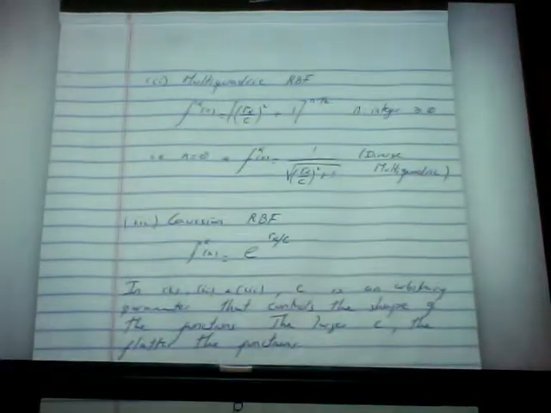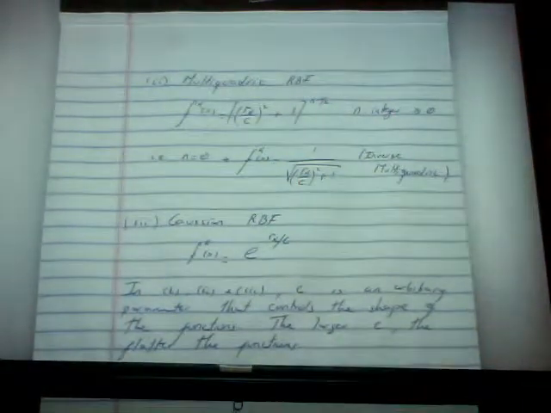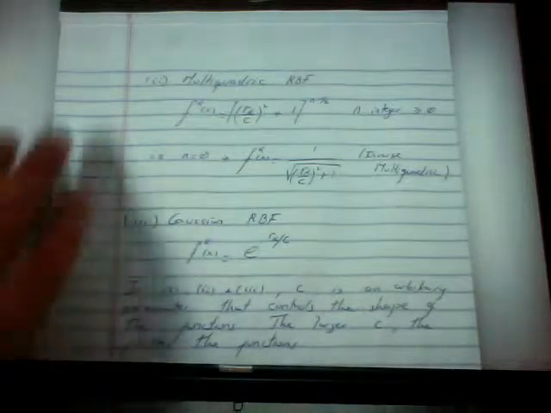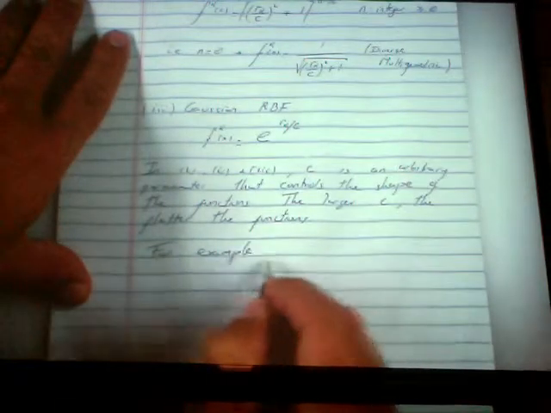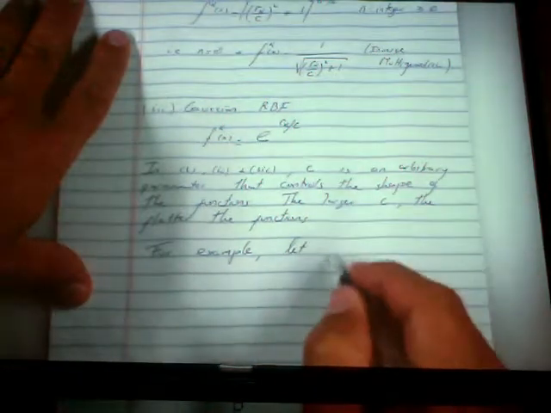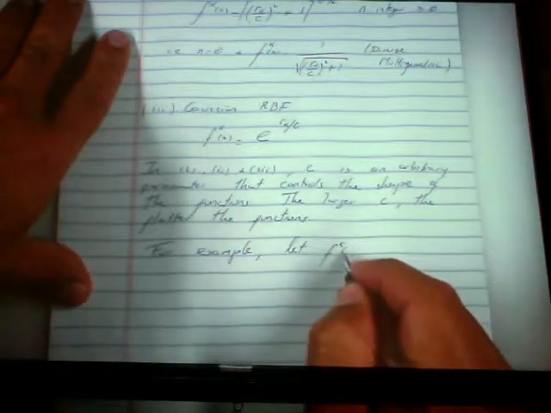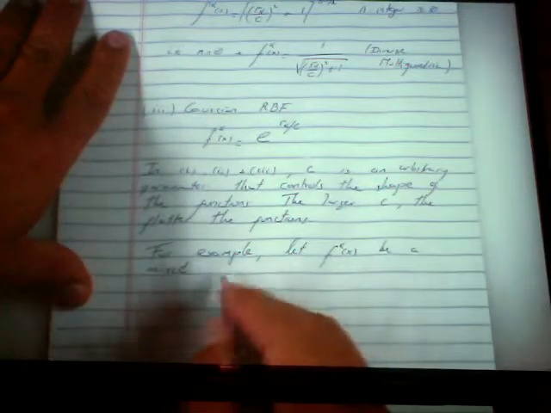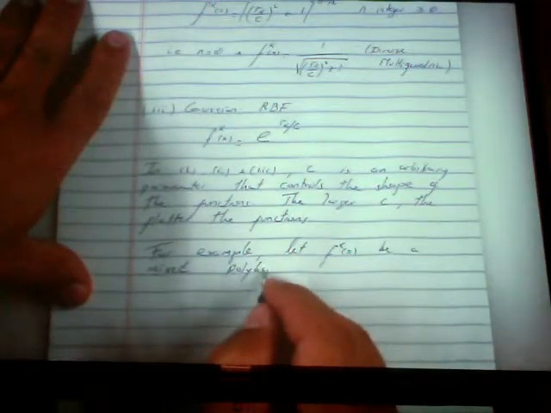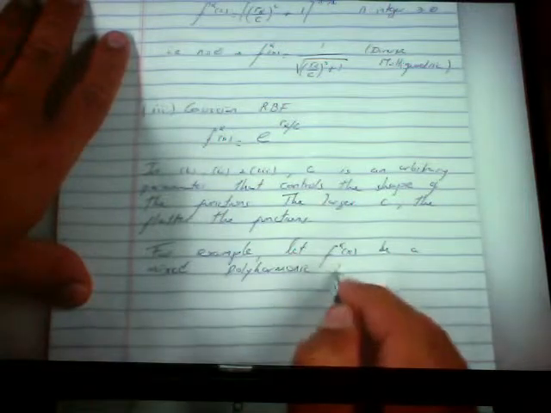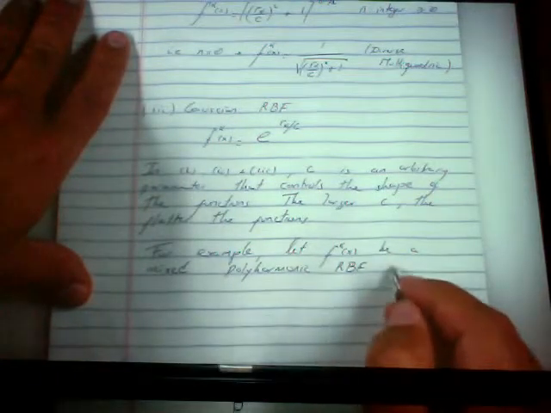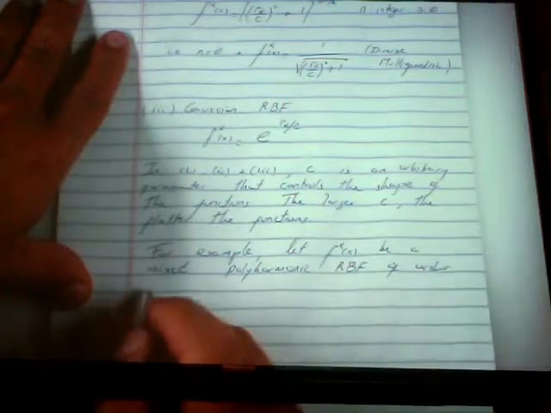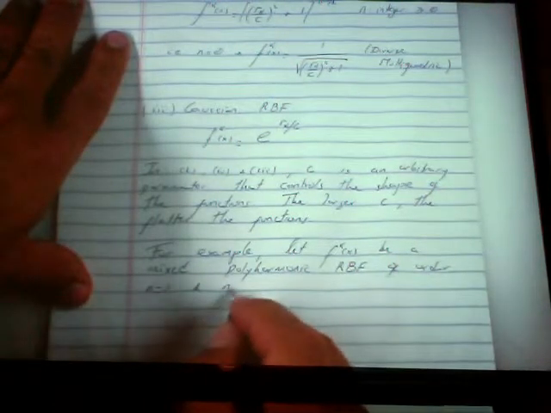All right, so how good does this do? Say, for example, let fk be a mixed polyharmonic RBF, that's you, of order n equal 1 and n equals 0.